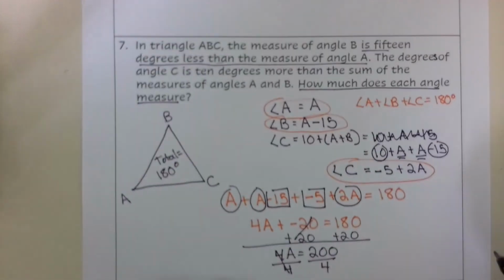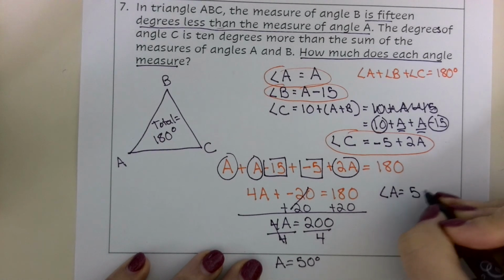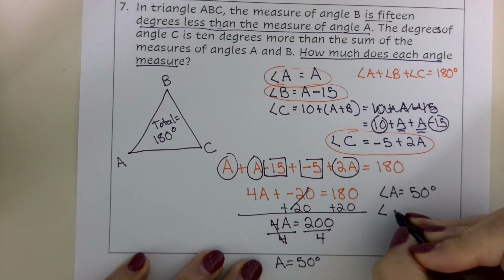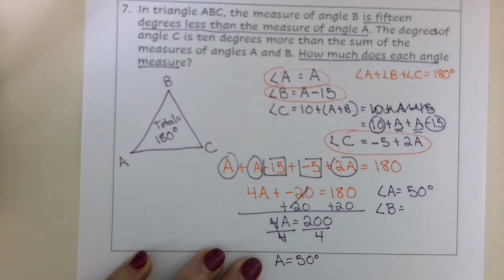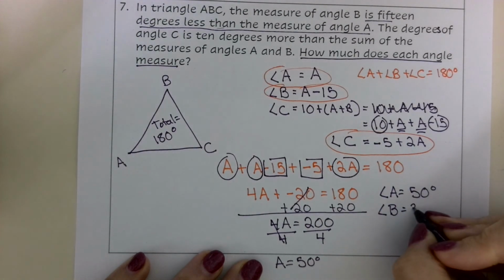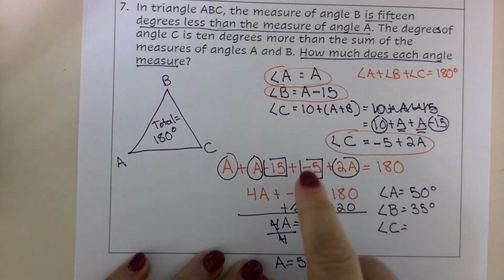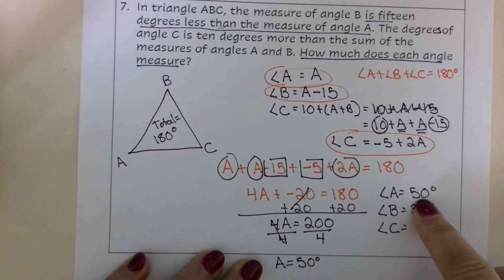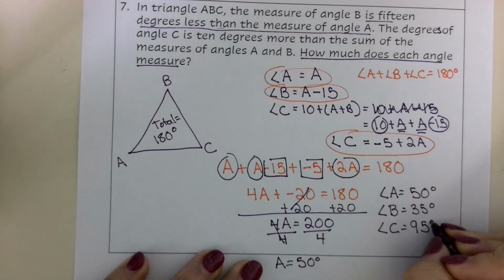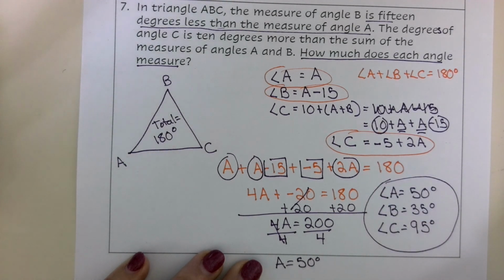Okay, so I got angle A. Sorry, you couldn't see that. Angle A equals 50 degrees. Let's look at angle B. Angle B is A minus 15. 50 minus 15 is 35 degrees. And angle C is, let's go back up here, 2 A's, so 2 times 50, that's 100, minus 5, so it's 95 degrees. I should be able to add these three angles up and get 180 degrees.